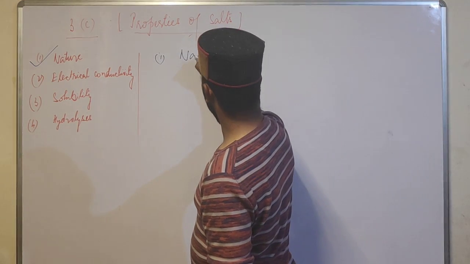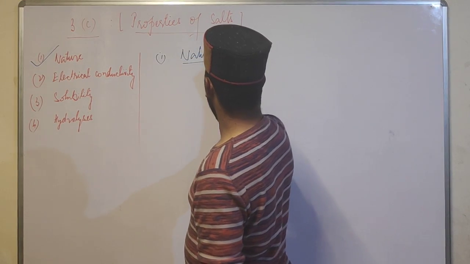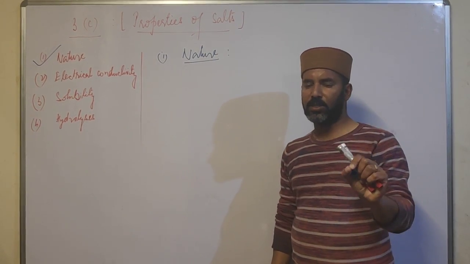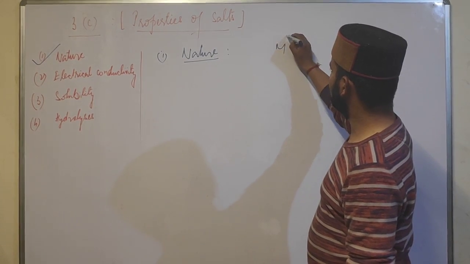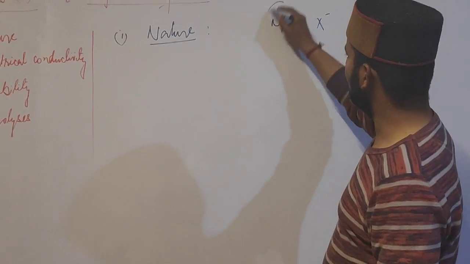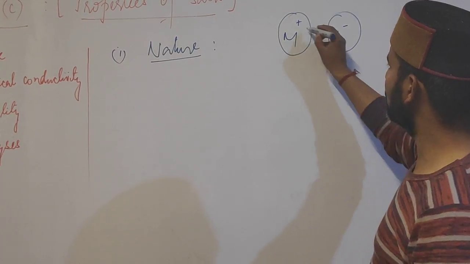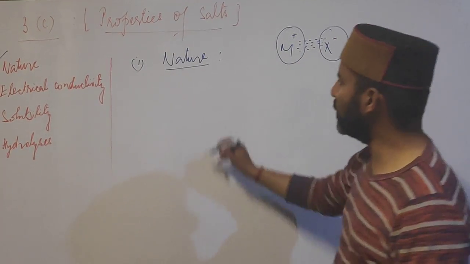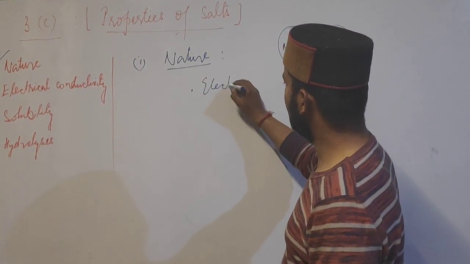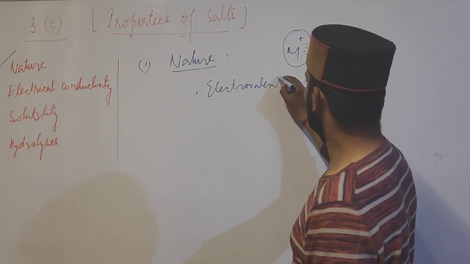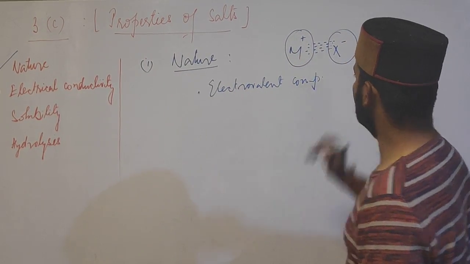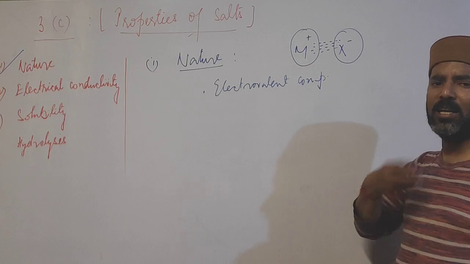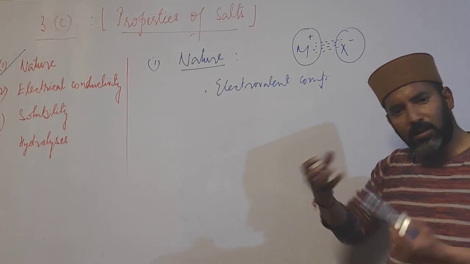Now students, a salt is a combination of basic radical and acid radical, that is cation and anion. It means a salt is composed of ions which are held together by strong electrostatic forces of attraction, which means all salts are electrovalent compounds. Now students, because of presence of strong electrostatic forces of attraction, the melting and boiling points of salts are much higher than the room temperature.